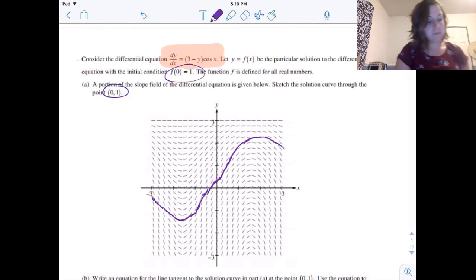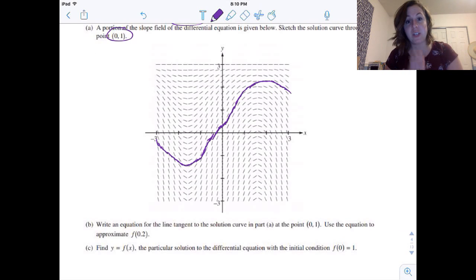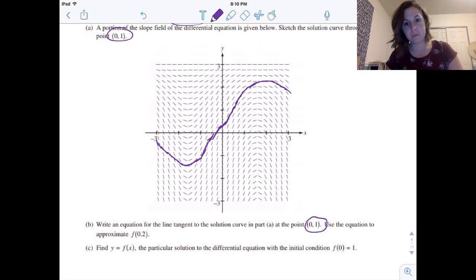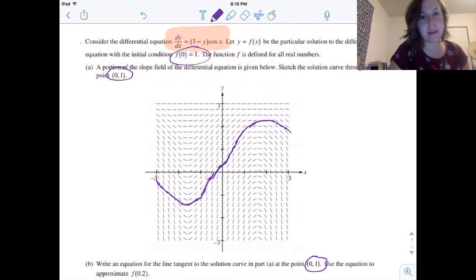Okay, so the next part says write the equation for the line tangent. Notice that comes up a lot. To the curve and use it to approximate f of 0.2. Okay, so I know that this is my initial condition. I need a point, I need a slope. That is my point, okay? So I also need a slope here. So my slope is going to be based on dy dx. So I'm going to plug in that point to my slope.